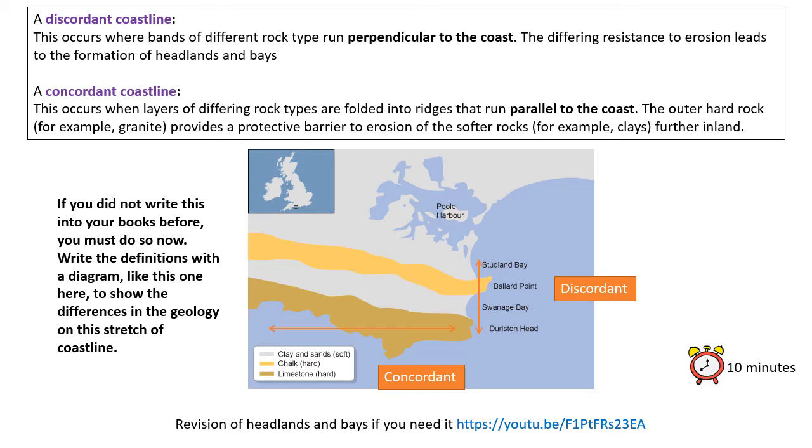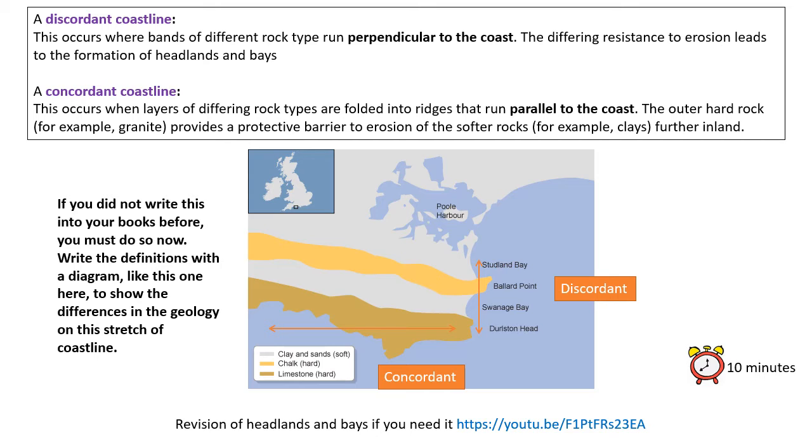Okay, so here's where it gets a bit technical. So we have two different types of coastline: a discordant coastline, and you can see that on the east side there, where Swanage itself is in fact located, and the bays and the points or headlands are labelled. And then you've got concordant coastlines. The definitions up the top hopefully help that make sense in the diagram as well.